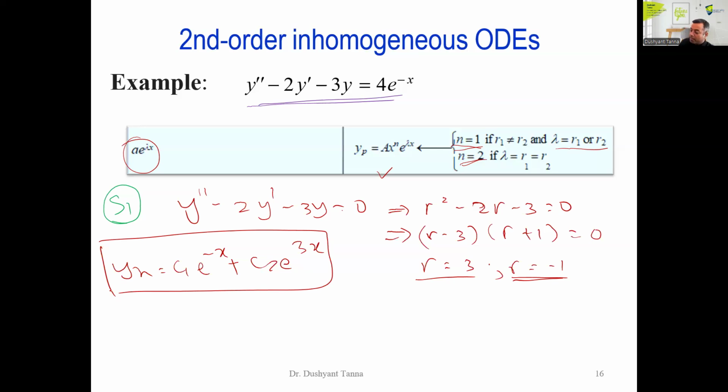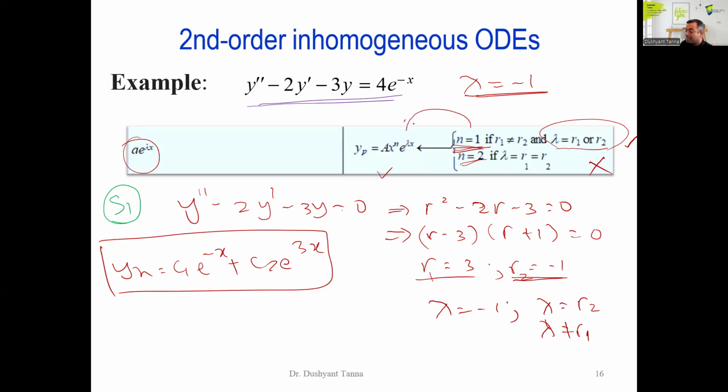Now, you go back here. What is your lambda here? So our lambda is minus 1. Is it similar to, you can call it R1 and R2 if you like. Is lambda similar to R1 or R2? Yes, lambda is equal to minus 1. Lambda is similar to R2. At the same time, lambda is not the same as R1. So it's matching the first part, not the second one. Okay, and therefore we will choose our n is equal to 1.